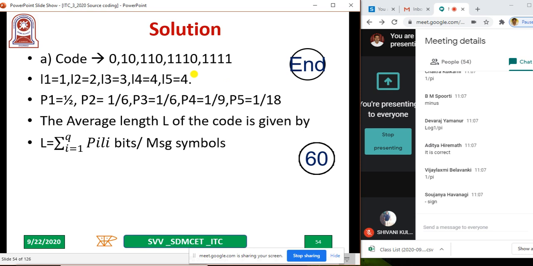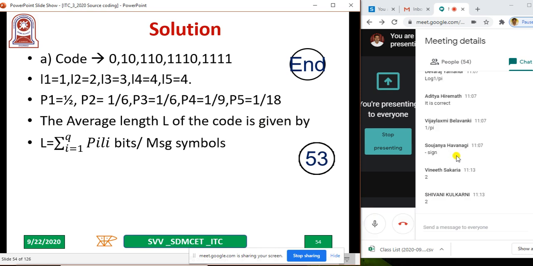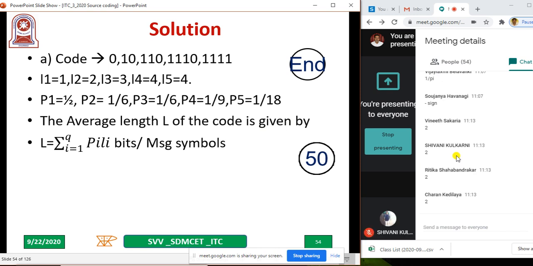Even if you type the answer, simply fill the values. Very good. Vineet, Shivani, Ritika, Charan, Simran, Rohit, Shilpa, Varsha, Shripad, Amrita, Devraj, Vinay, Abhay Bhatt, Priya Patil, all are getting two only. Very good. Shivani, Amrita, Tajuddin, Parameshwar, Pragati, good. Janavi, Vijayalakshmi, Soujanya, Karthik, Preeti, Nayak, Praveen Patil, all are getting two.